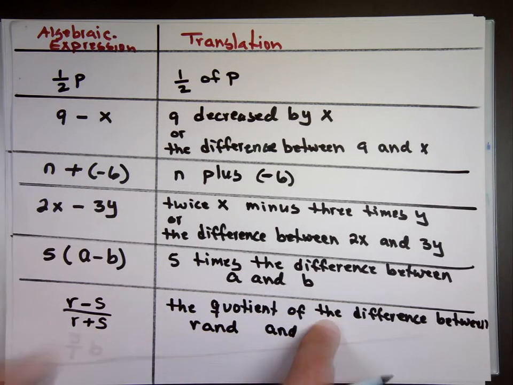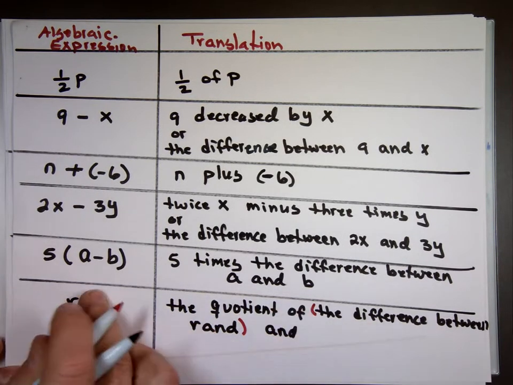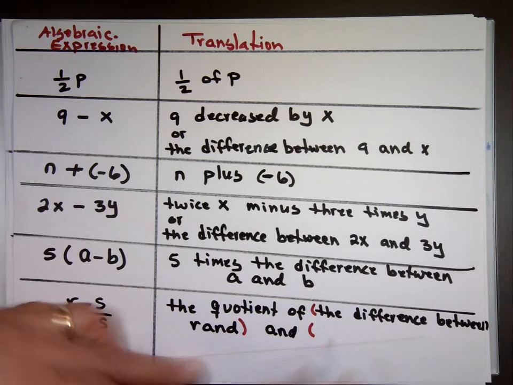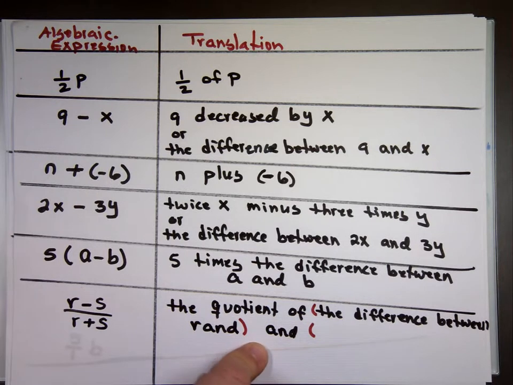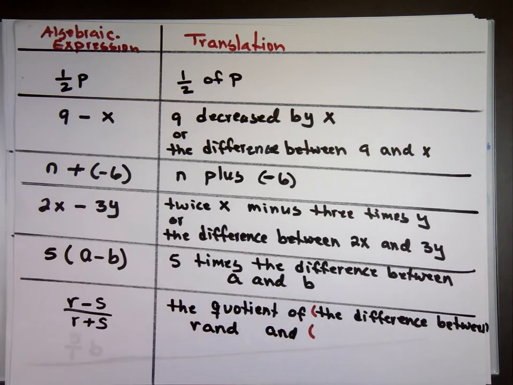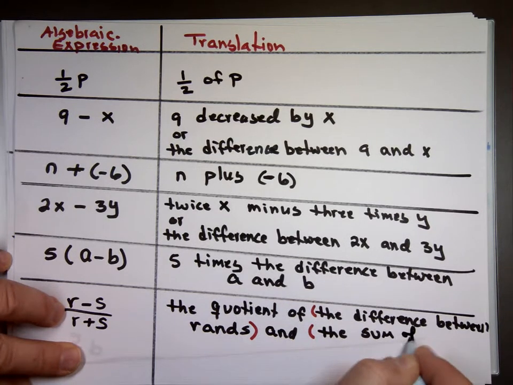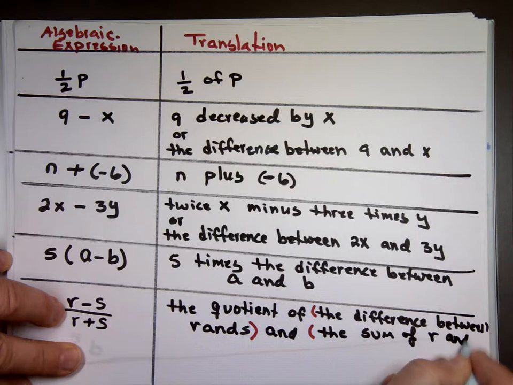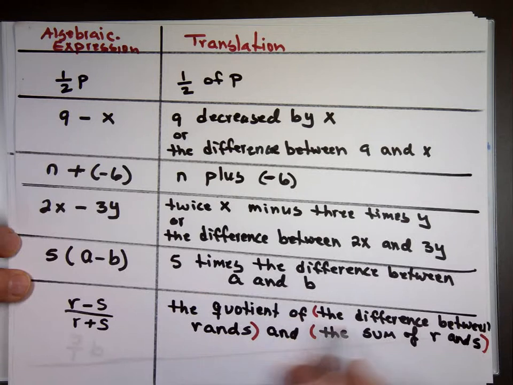So this piece here, that's the top. See that? That's the top. All of that is the top. And now is the bottom. What's in the bottom? The sum. What happened to s here? I forgot the s, huh? r and s. And what's in the bottom? Don't we have the sum? The sum of r and s. So that's the top and this is the bottom. The quotient, which means division, of this piece and that piece.